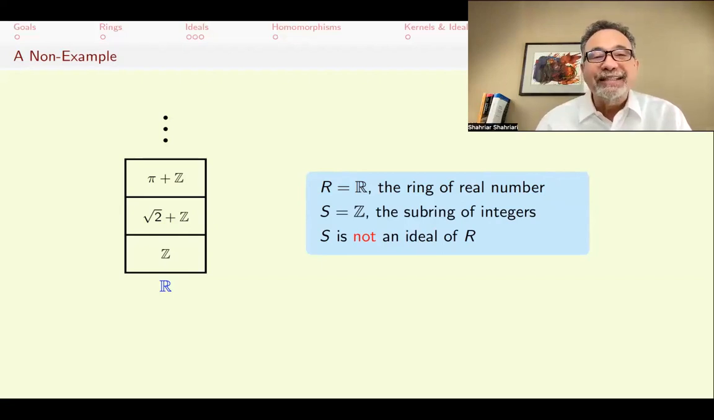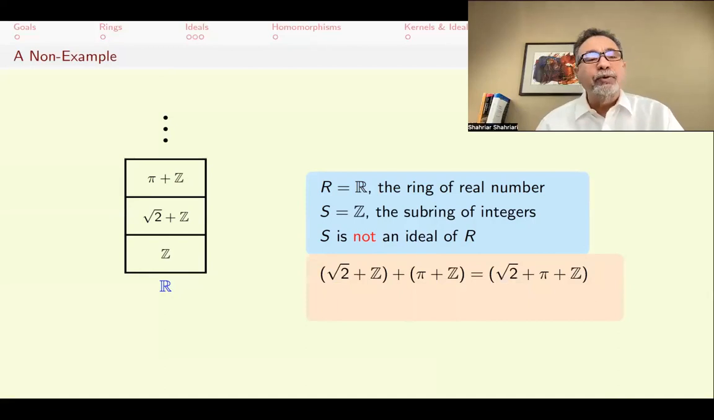However, the problem is that we cannot define a well-defined multiplication. We can define an addition. For example, take the box square root of 2 plus Z, everything of the form an integer plus square root of 2. If you add that to anything of the form pi plus an integer, you do get something of the form square root of 2 plus pi plus an integer. So that part works. Addition works fine because the integers is a normal subgroup of the real numbers, when we're only focusing on addition and thinking of that as an abelian group.